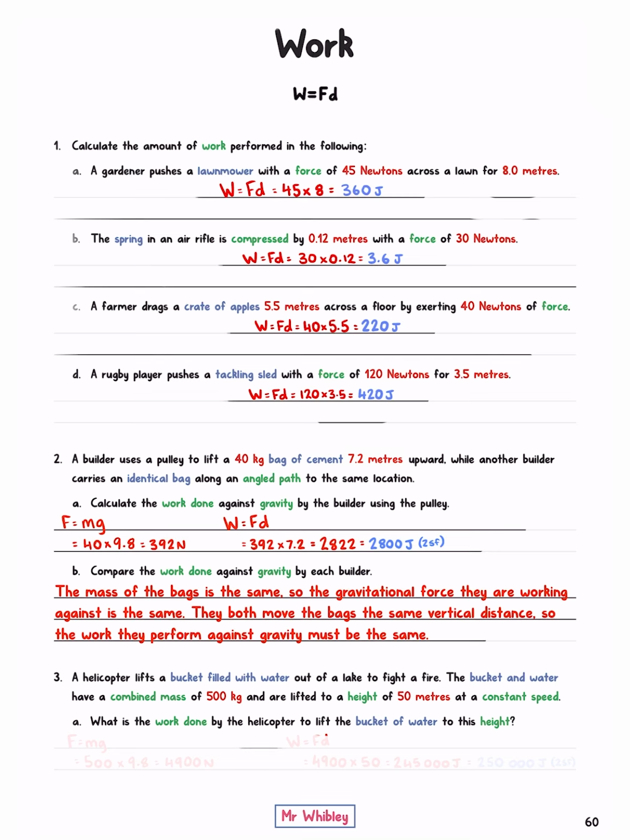height? To find our work, we can use force times distance, where the force is the gravitational force on our water bucket, which is mass times gravity. Putting in these numbers gives us 4,900 newtons. Putting that into our work equation gives us 245,000 joules or 250,000 joules to two significant figures.